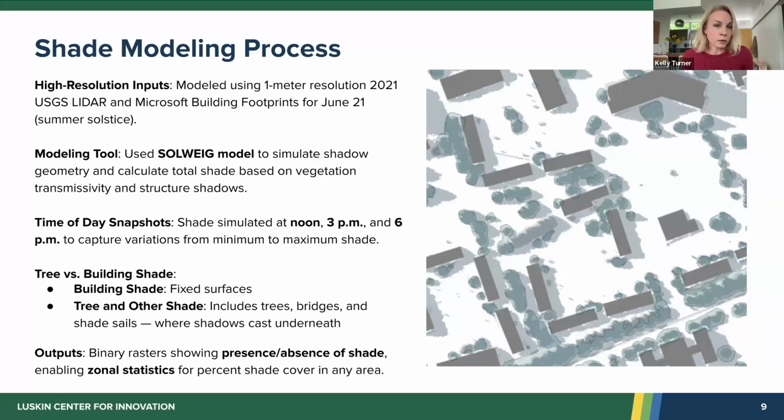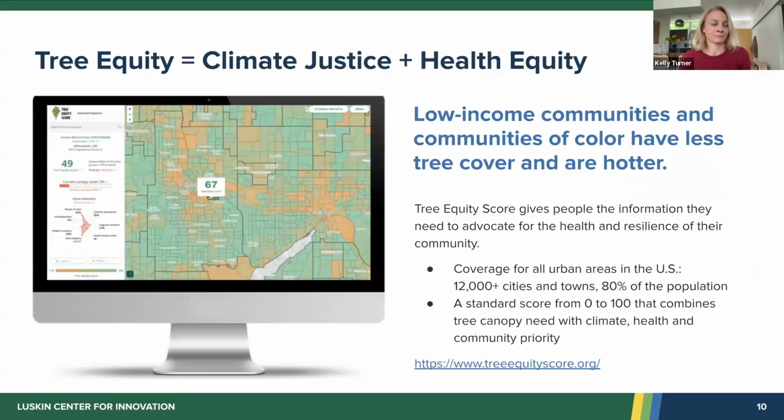We also importantly mapped tree versus building shades so that cities who are using this tool can see what's made from fixed structures and what's coming from trees and other things that can cast shadow in the environment. And then finally, we have outputs that show the presence and absence of shade and the percent shade cover in given areas. Next slide.